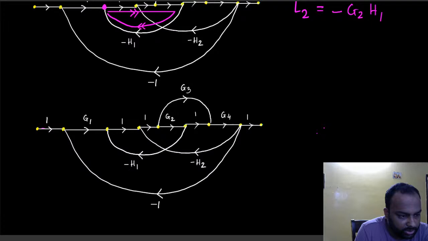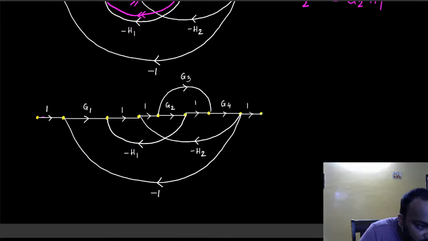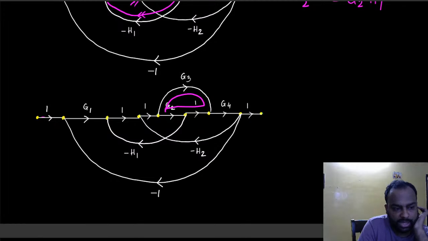All right, so now consider another loop. So is this a loop? For example, the question is, is this a loop? No, this is not a loop, right? Because I can go in this way, but I cannot come back in this way. So this is not a loop. So that is not there.